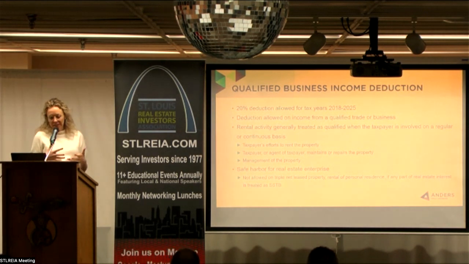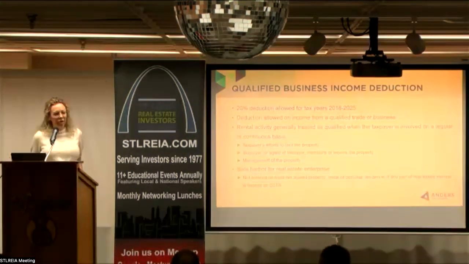So in order to meet the tests, the IRS says that your rental activity, or that you as the taxpayer, have to be involved in your rental activity on a regular and continuous basis. And they have kind of three broad categories for what that looks like. So what are your efforts to rent the property? Is it available for rent, or does it just sit vacant? And then as the taxpayer, or do you have an agent who's maintaining or repairing the property?